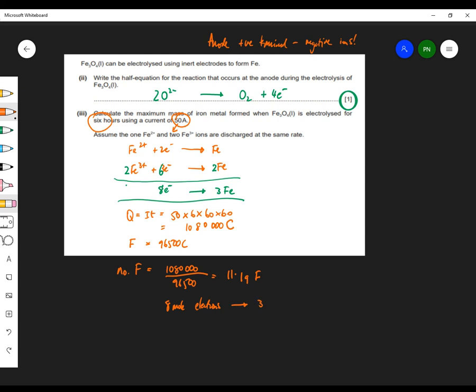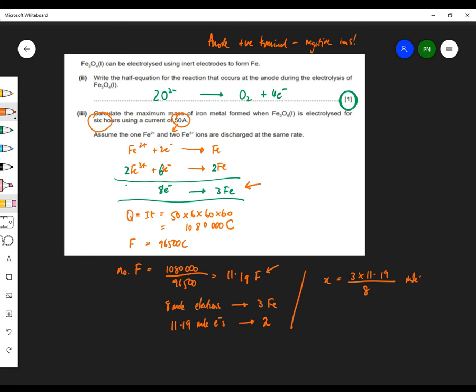Now 8 moles of electrons give me 3 moles of ions. So how much is 11.19 moles of electrons going to give me? This is the first relationship, but we found that we've got 11.19 moles of electrons, or 11.19 Faradays. So that's obviously X. X is equal to 3 times 11.19 divided by 8. That's the number of moles of iron.